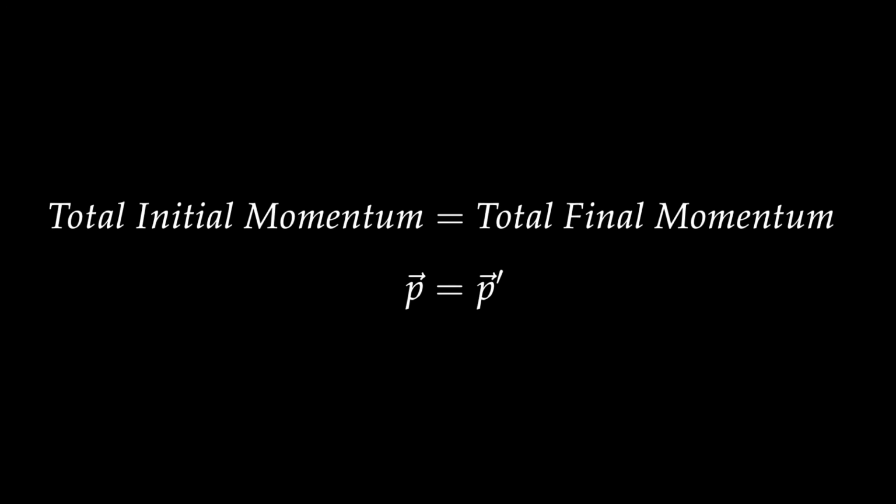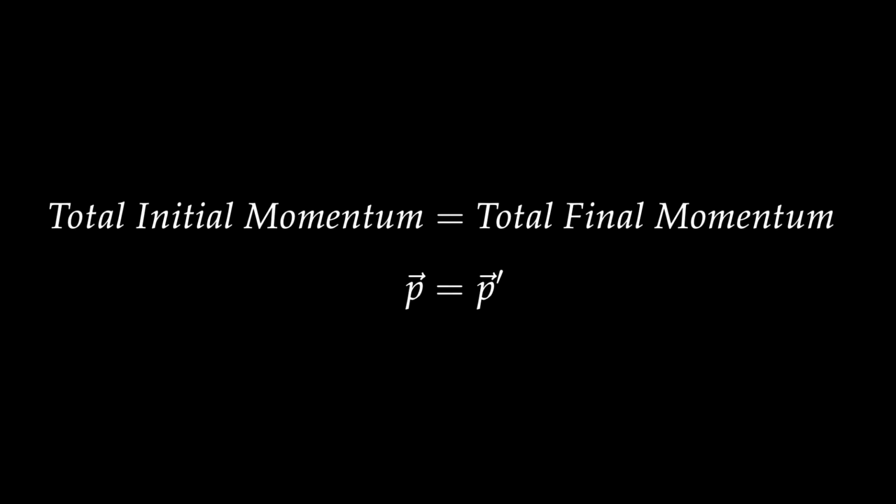The total initial momentum of the collision, the total initial momentum of the system, and by the system I mean object A and B considered together, must be equal to the total final momentum. If I call the total initial momentum just P, and the final momentum P prime, I can express this equation as P is equal to P prime. What I've discovered here, what I've realized, is that the total momentum is a conserved quantity.